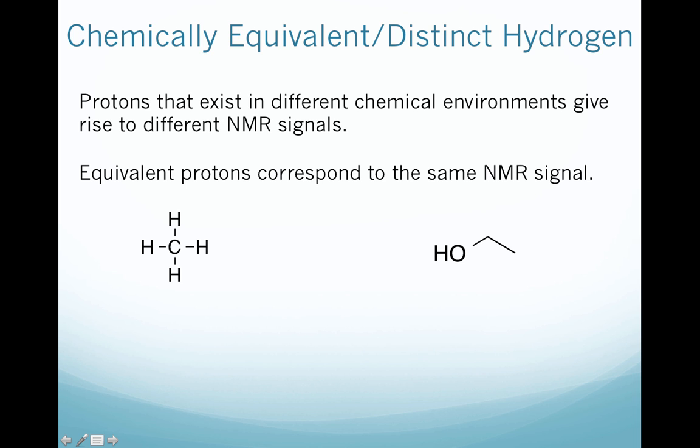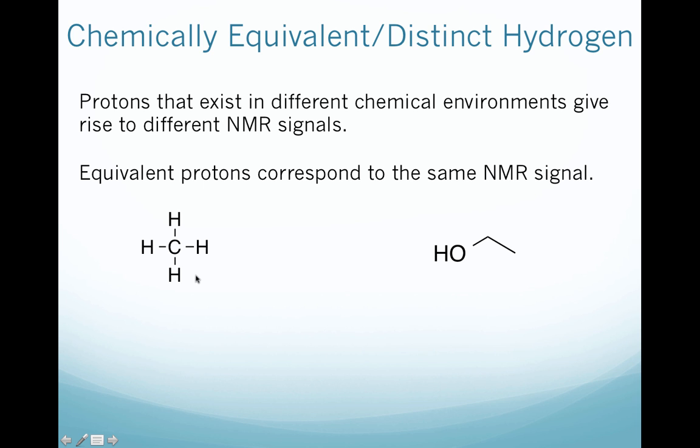In order to understand what gives rise to different signals in an NMR spectrum, we need to take a look at chemically equivalent versus chemically distinct hydrogen. And what we're going to see is that protons that exist in a different environment are going to give different NMR signals. But protons that exist in an identical chemical environment are all equivalent and are going to correspond to the same signal.